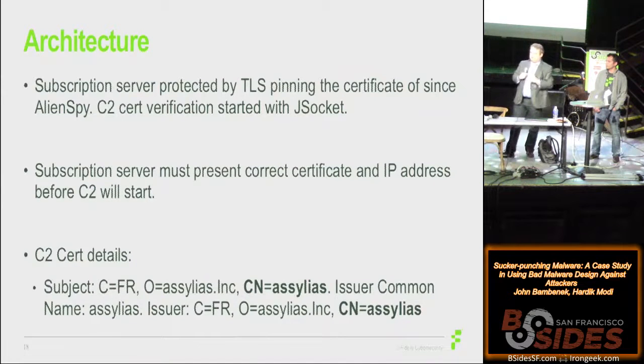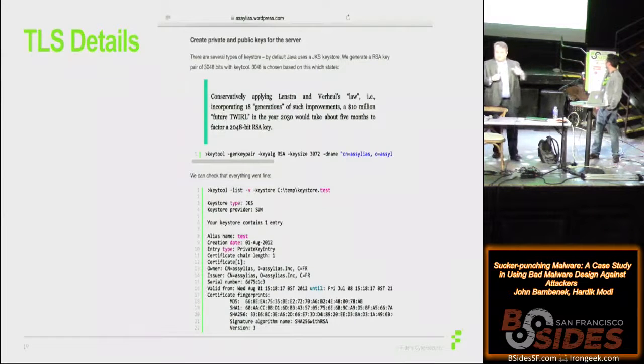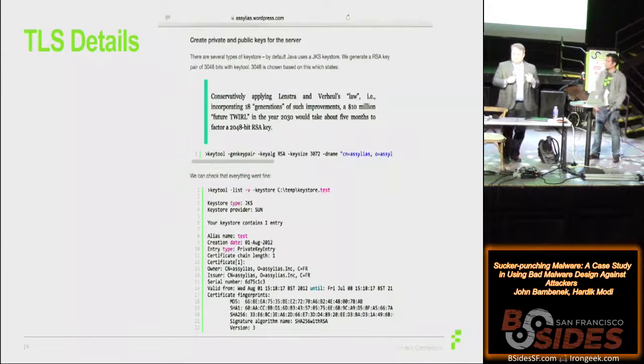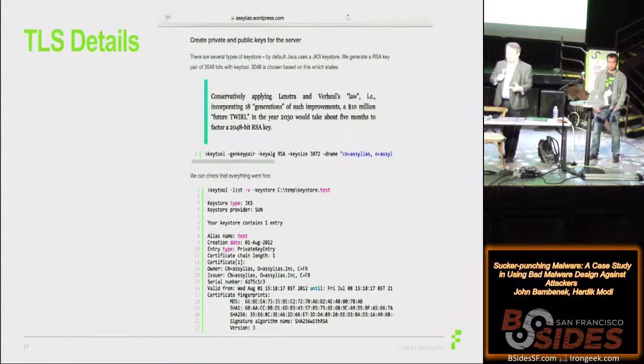So just doing a quick rudimentary Google search, I find this page, which probably doesn't show up very well, but AciliusWordPress.com has instructions on how to create a Java key store and a certificate. He basically followed these steps, saying, I'm going to do this with this CN, with this country code. He even used the same Java key store password in Alien Spy, StorePass, which means you can manipulate the key store and defeat his mechanisms.